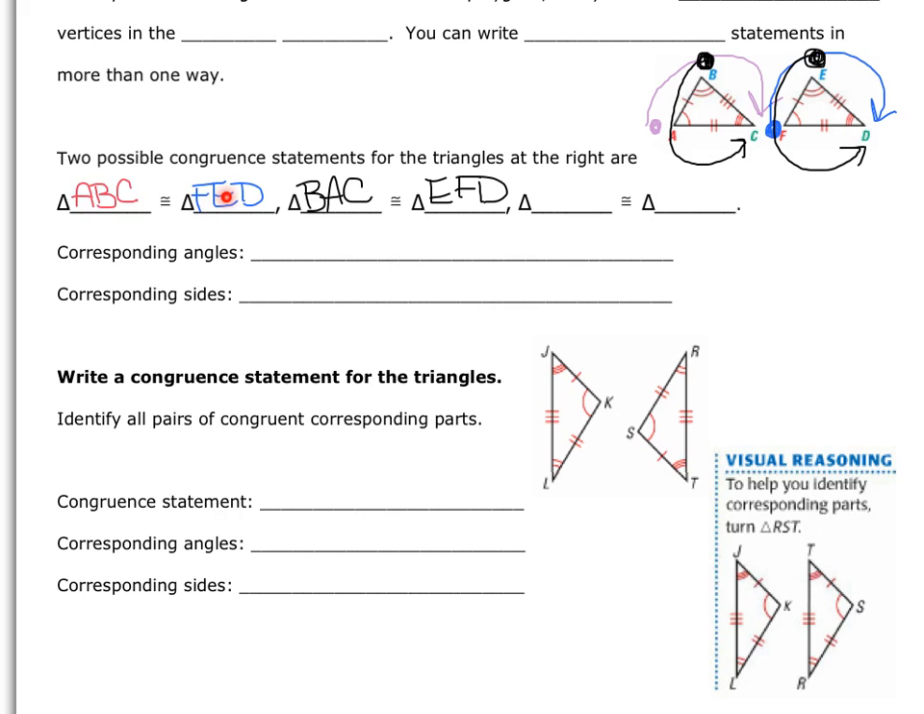B corresponds with E, so they're both in the middle. B and E, both up front, so they both have to be in the same position. All right, we can write a different one.